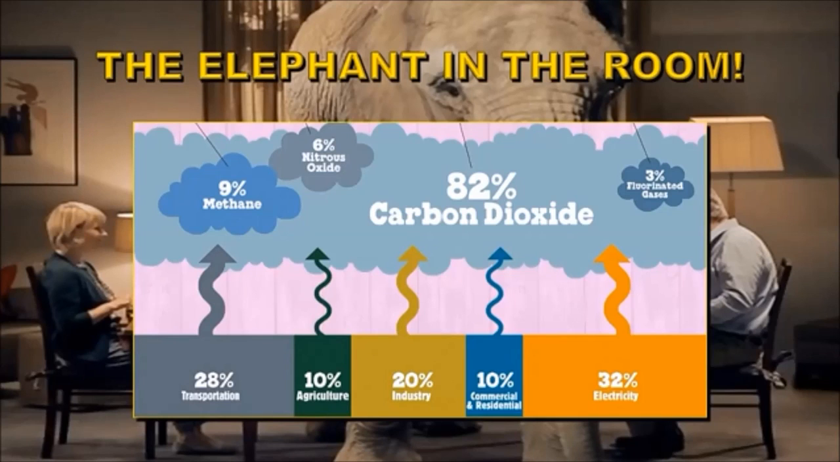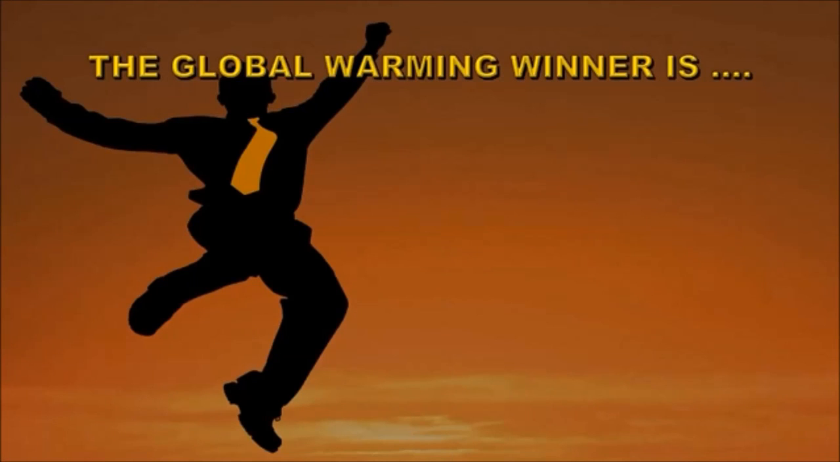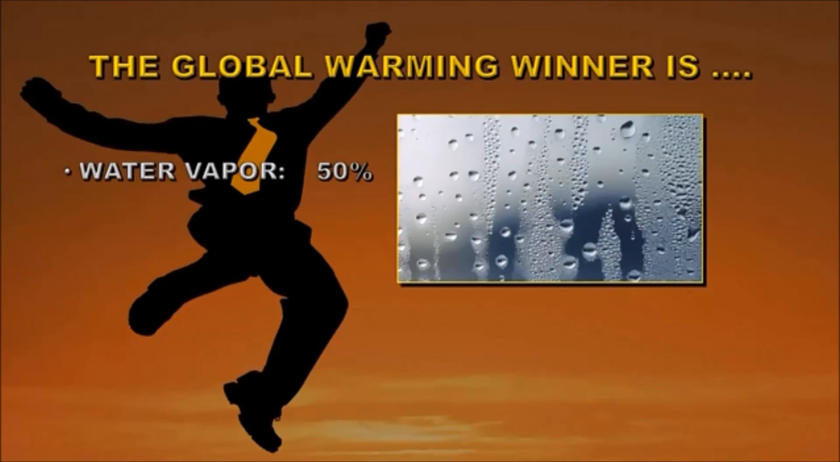It shows that carbon dioxide makes up 82% of the global warming, and that transportation and electricity make up the lion's share of the carbon dioxide contributed to cause that effect. However, there is something that is always forgotten to be discussed in these sorts of things, and that is water vapour. It's the elephant in the room. We can take a look at this quantitatively and see which is the gas that creates the most effect of global warming. Water vapour makes up 50% of the effect.